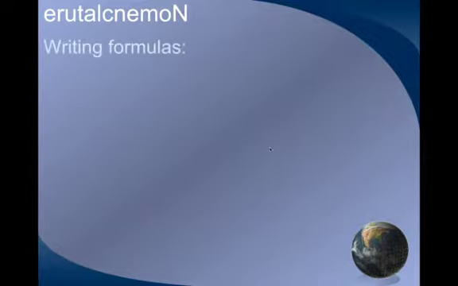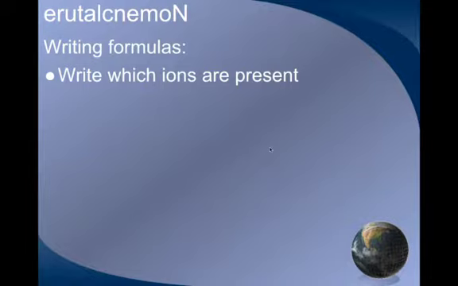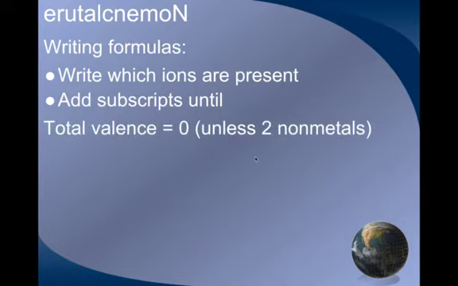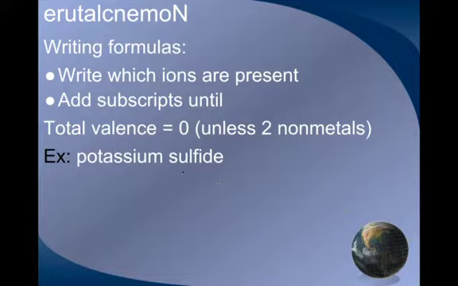So to do this, we have to make sure we look at which ions are present. Remember, everything is two things from your valence sheet. And we're going to add subscripts until the total valence equals 0. Now, of course, that doesn't include two nonmetals. Those bond in a different way.